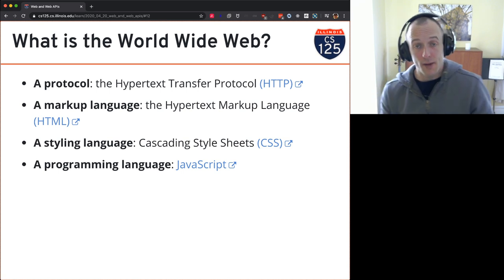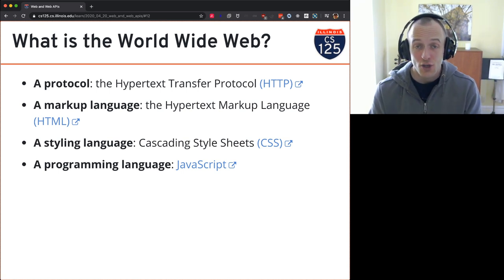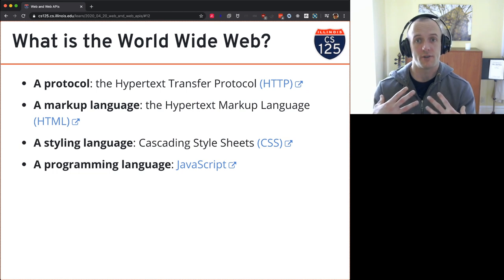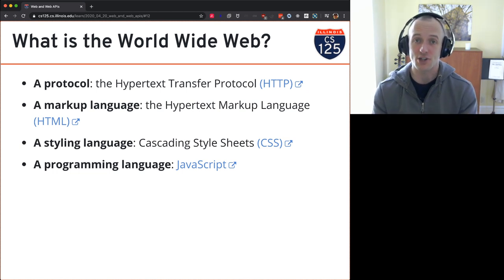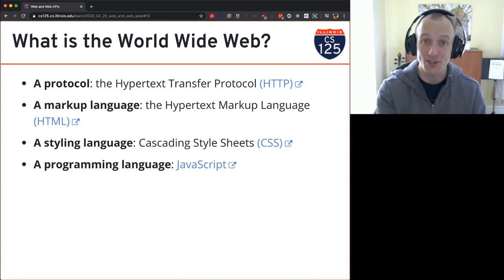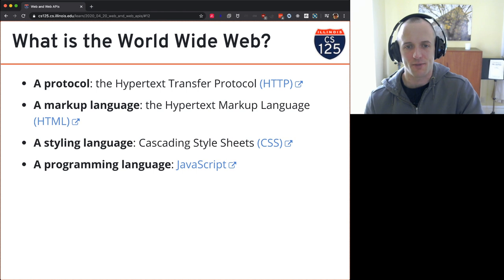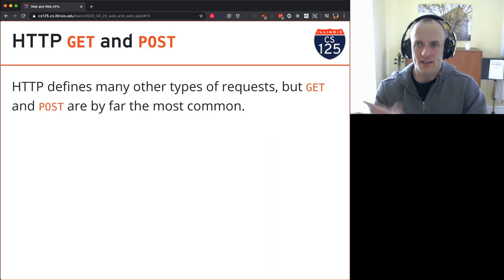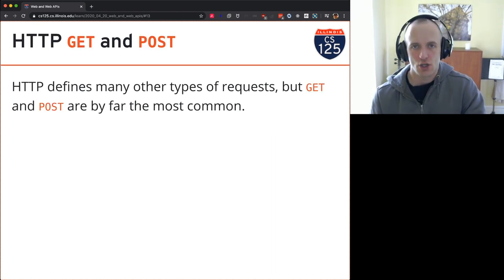On more complicated websites, like if you go to Google Docs, you get a huge blob of JavaScript, right? This is a complex application. I'm essentially building a whole word processing application in the browser. And I can do that because of this programming language called JavaScript. Okay, let's talk a little bit about each one of those technologies in turn.